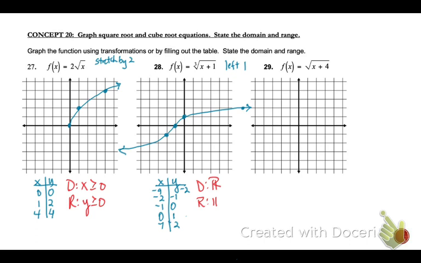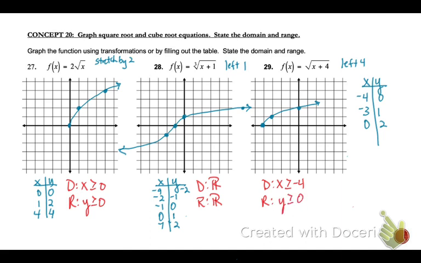Now, 29, back to a square root function. So we notice it's going to shift left 4. So in my table, I'm going to start there, and I'm going to plug in numbers that are easy to take the square root of. So negative 4 is my starting point, and then I'm going to plug in negative 3 and 0. Plot those points and know that that graph starts at negative 4, 0 and goes off to the right infinitely. So my domain is going to be all the x's that are greater than or equal to negative 4. But my range will still be all the y's that are greater than or equal to 0.